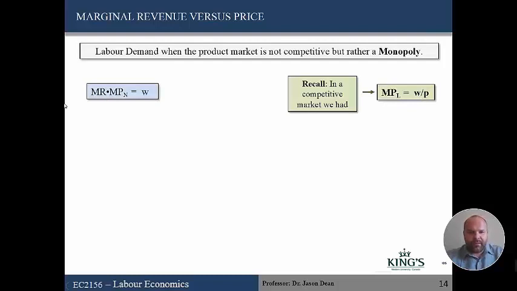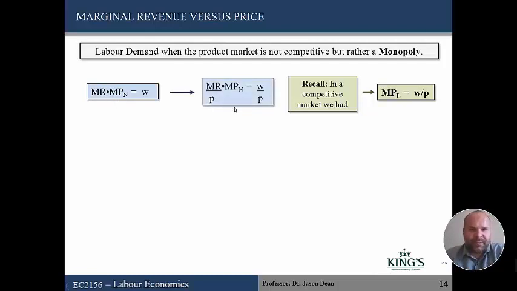But when we have a monopolist, we're not going to be using this price because marginal revenue is not equal to the price. Each time you hire a worker, they're going to give you a certain amount of output. That's the marginal product of labor, and we want to multiply that by the marginal revenue. So we're going to be considering the marginal revenue product, not the value of marginal product.